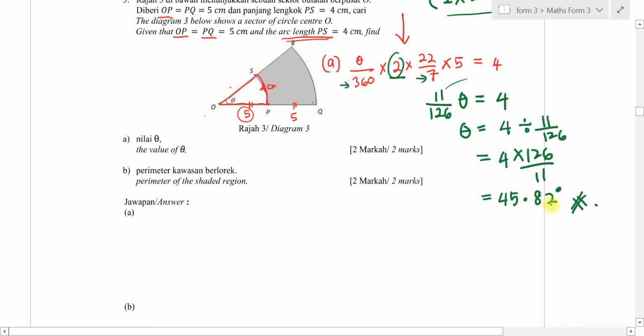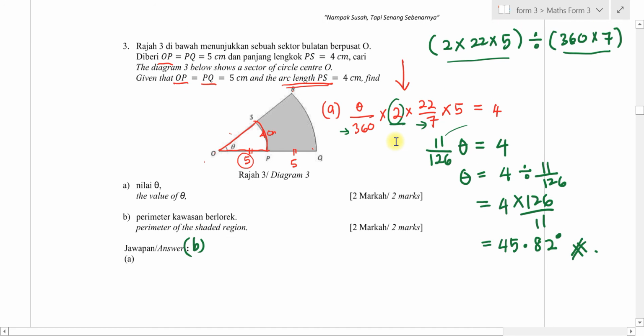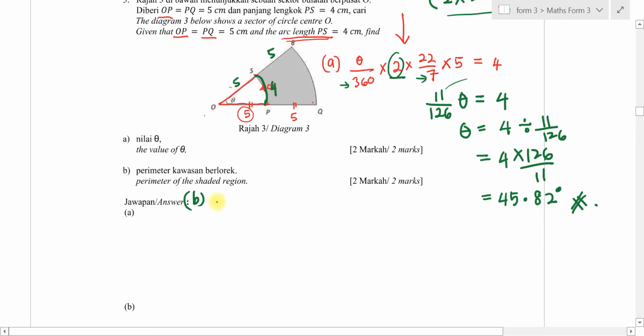Now part B, perimeter of the shaded region. Perimeter of the shaded region, we need to see. This one also 5, this one also 5. Remember that because the radius is 10. This one we know already, 4. So what is left? We just need to find RQ. We find the RQ first.